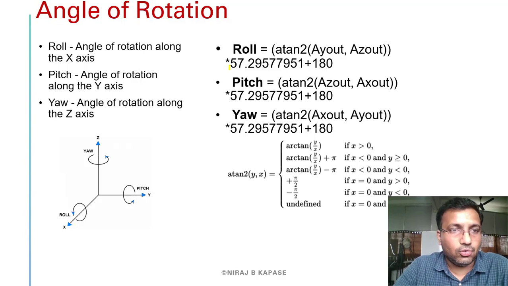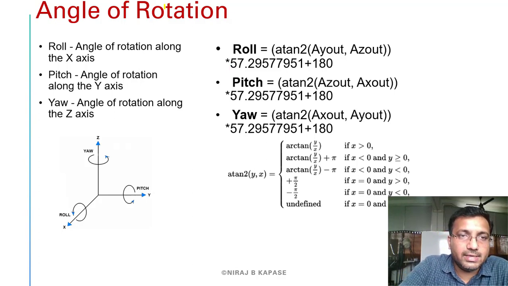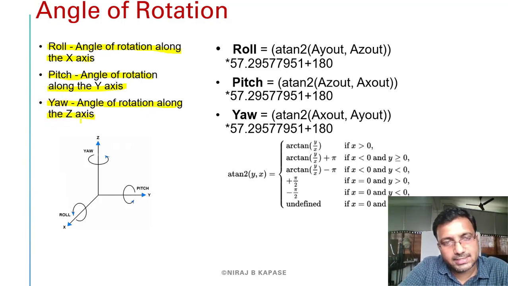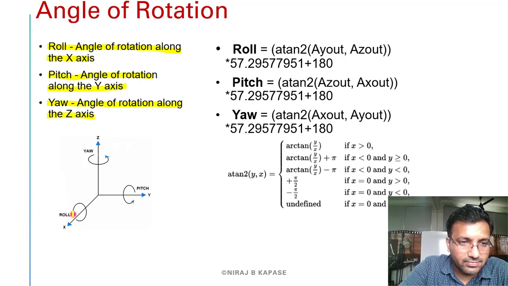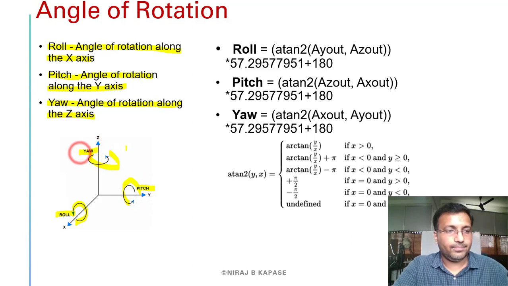Also we can have roll, pitch and yaw. Roll is the angle of rotation along the x-axis. Pitch is called the angle of rotation along the y-axis, and yaw is called the angle of rotation along the z-axis. So we can calculate roll, pitch and yaw by using the ADXL335. Whenever you rotate on the x-axis, the angle of rotation along the x-axis is known as roll. Angle of rotation along the y-axis is known as pitch, and angle of rotation along the z-axis is known as yaw.